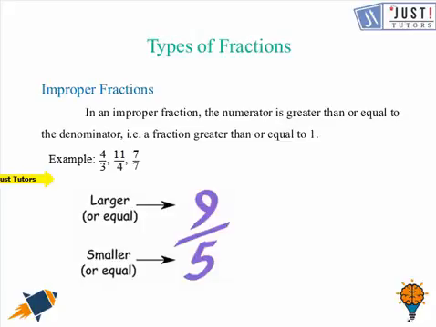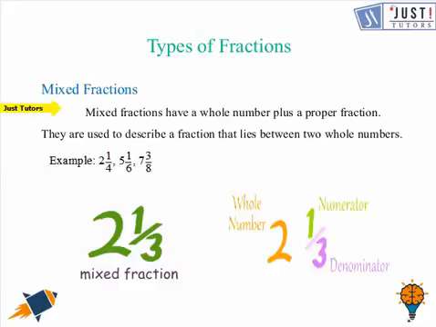Likewise, we've got some more types, and the next one is mixed fraction. Mixed fraction, as the name suggests, is actually a mixture. So it is a whole number plus a proper fraction with it. So we can have 2 1/3, where 2 is the whole number, and 1/3 is a proper fraction where the numerator is smaller than the denominator. We've got some more examples, which are 2 wholes and 1/4, 5 wholes and 1/6, 7 wholes and 3/8. So likewise, you can try and write down some more mixed fractions here.